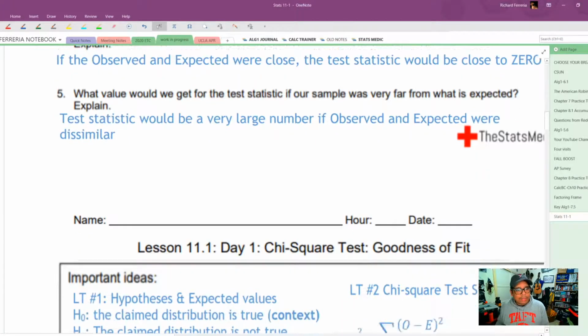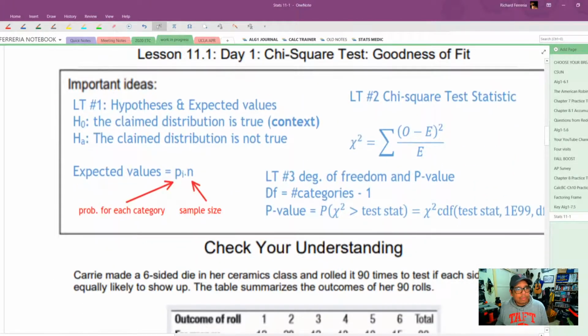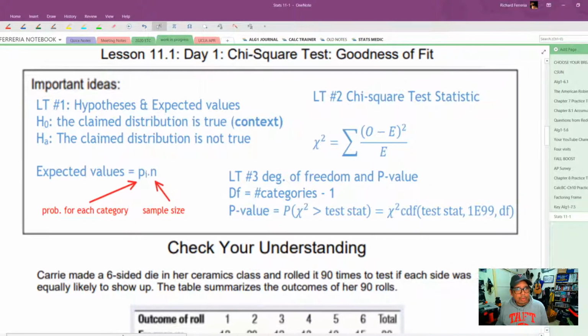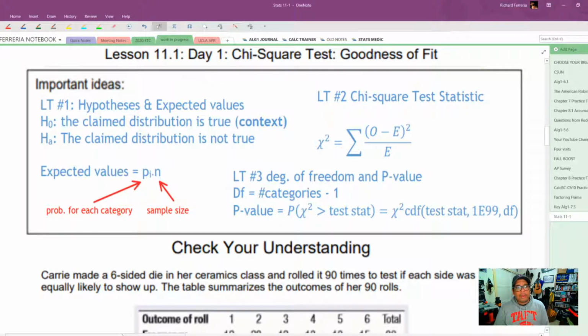Now that we've got those basics down, we can take a look at our important ideas. Firstly, there is this idea of the hypothesis and the expected values. Remember, the hypothesis is that the claimed distribution is true.